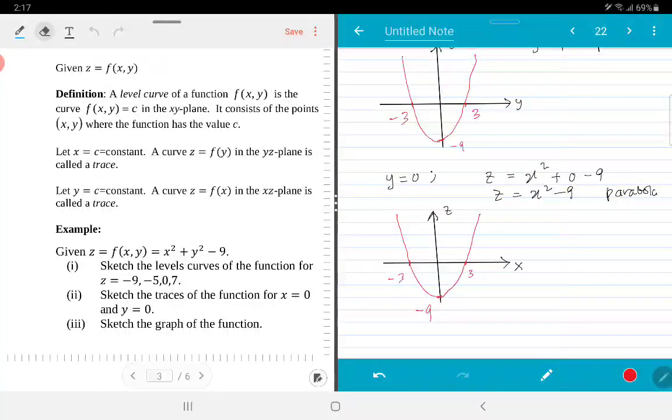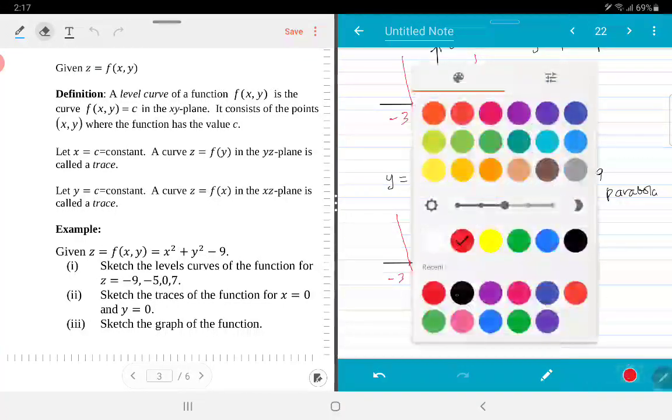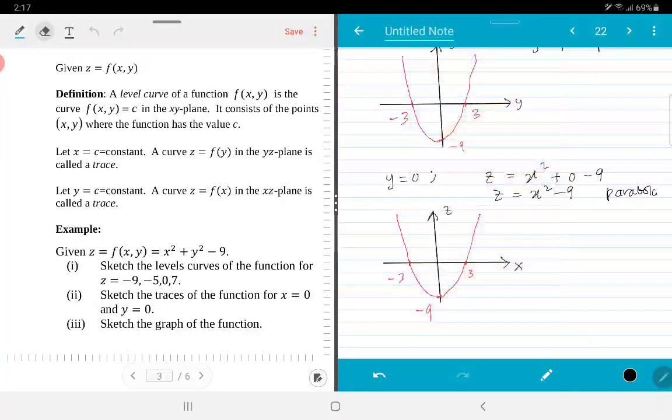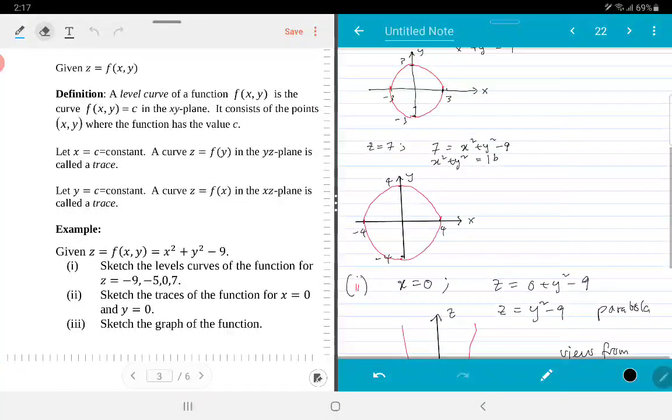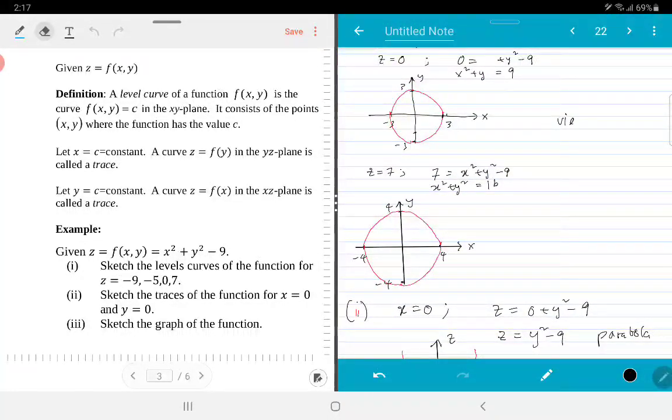Okay, so that is the 2 traces. So basically, this is a trace where y is a constant. So this is really the view from the side. This is what we see from the side. x equals 0 would be the view from the front. And for level curve, when z is a constant, this would be the view from above. But obviously we have many views from above here for different values of z.